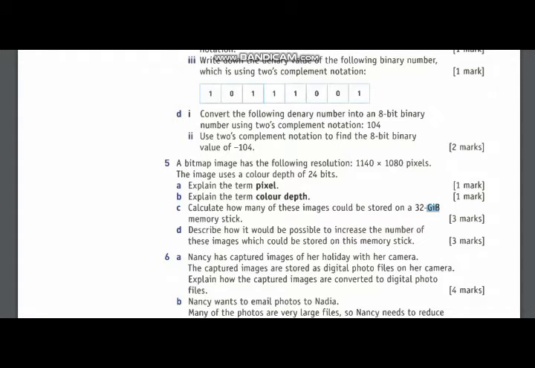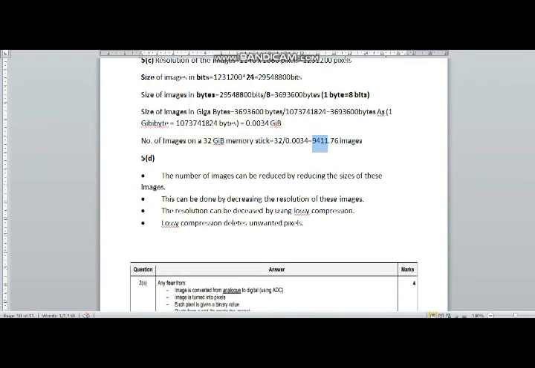The last part asks us to describe how it is possible to increase the number of images. Now we want to have more images on this memory stick. How can it be done? This can be done by reducing the sizes of images. First of all, if the size of one image is reduced, the number of images will be increased. And how can this be done? This is done by decreasing or reducing the resolution of images.